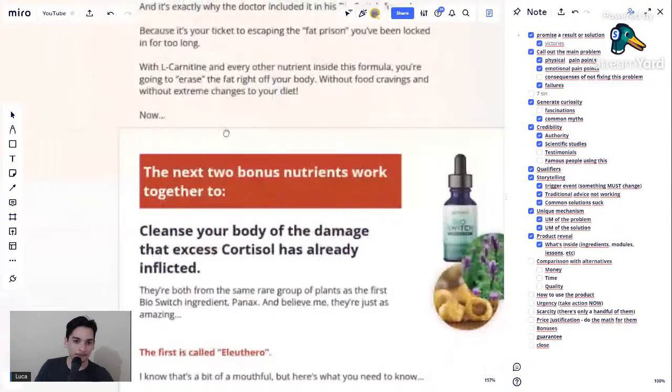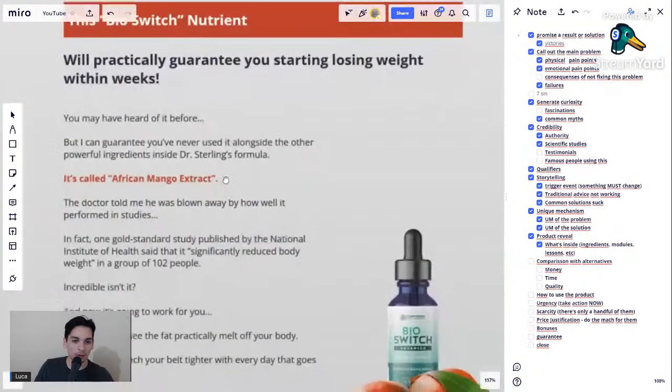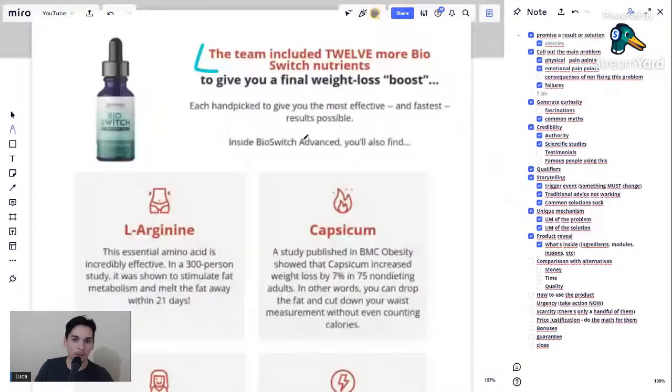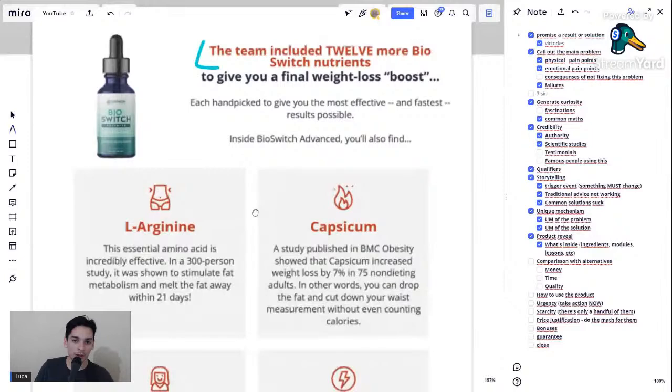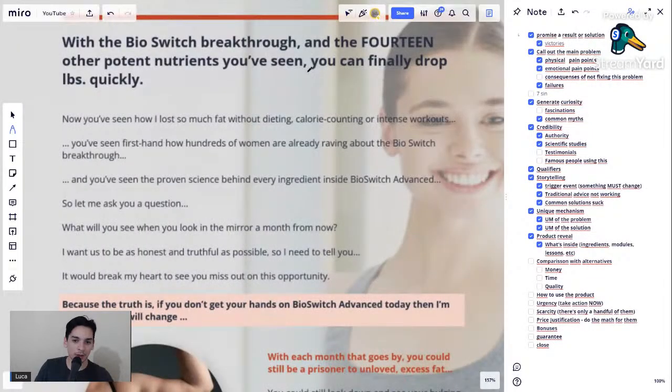Next bonus. I'm not going to read all this. 12 more BioSwitch nutrients, blah blah blah. With the BioSwitch breakthrough and the 14 other potent nutrients you've seen, you can finally drop pounds quickly.